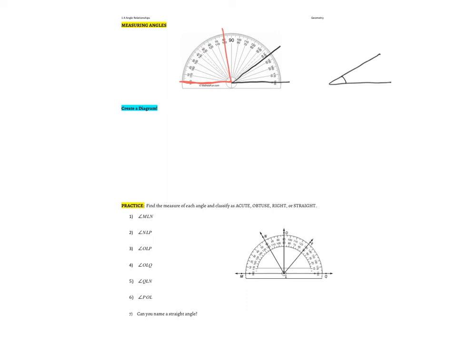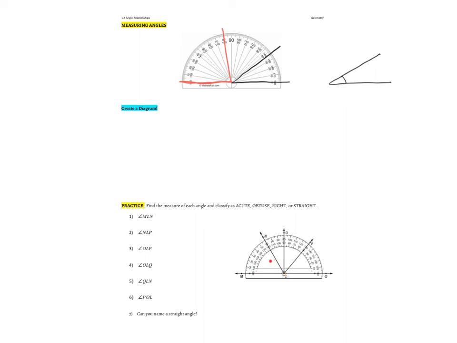So we could come up with lots of different angles and put them in here and go get a protractor and try to measure them all. But we have plenty to practice with right here. So let's just consider maybe one or two of these problems here where we're talking about angle MLN. So remember that middle letter is the vertex, which is right here.